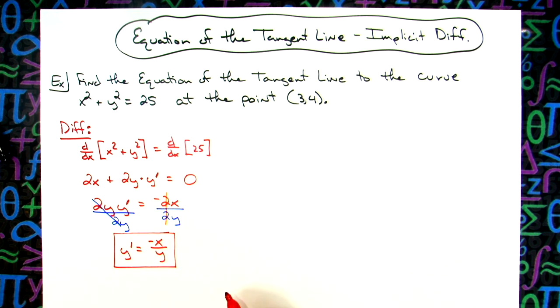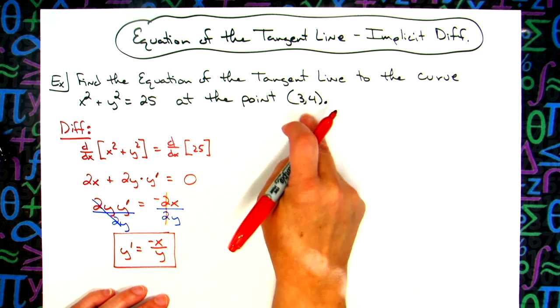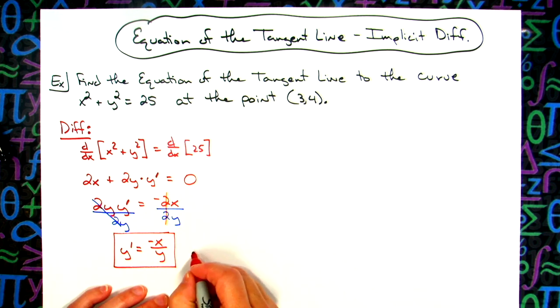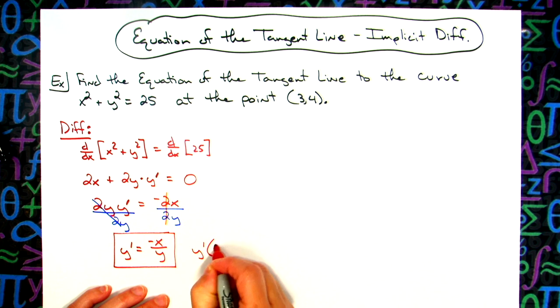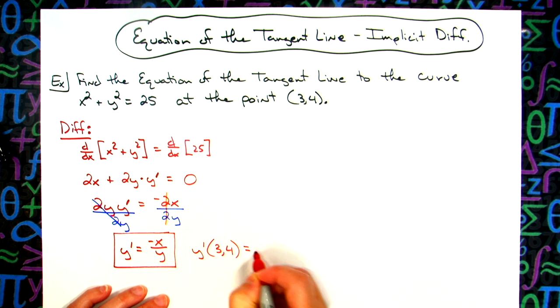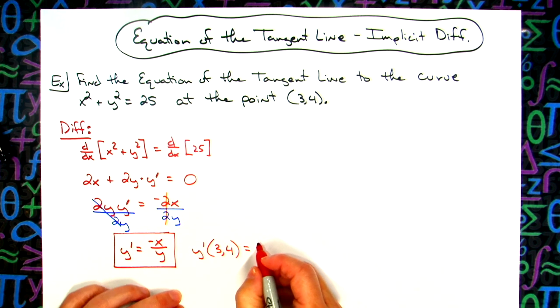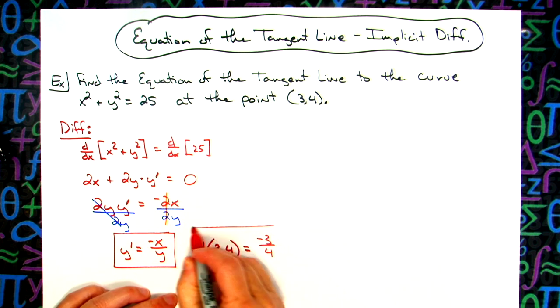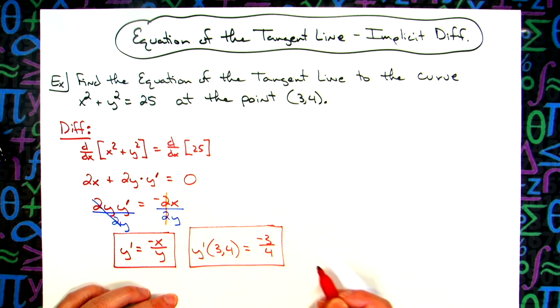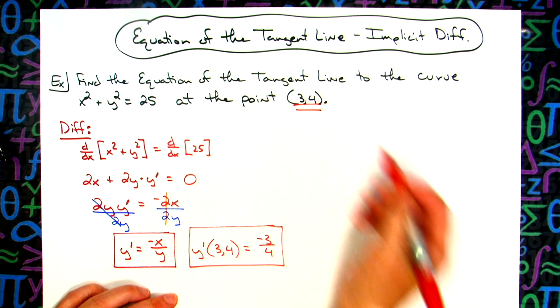That is the slope at any given point along the curve. I want the slope specifically at the point (3, 4). So we're simply going to replace x with 3 and y with 4. We'll have a negative 3 fourths. So this is going to be our slope that we're going to use, and we're also going to use the given point.